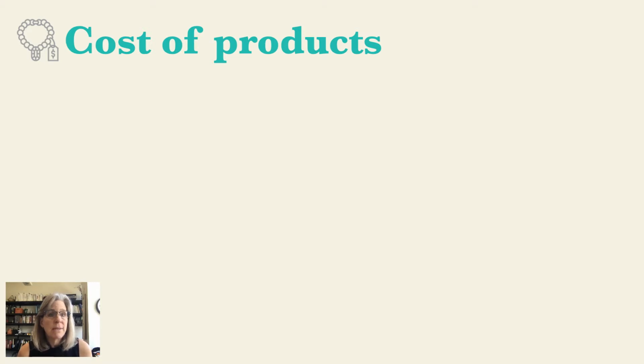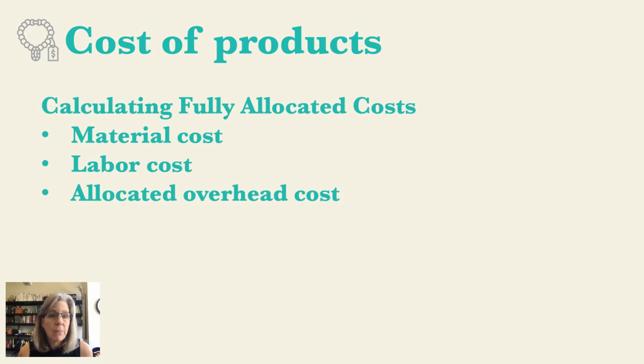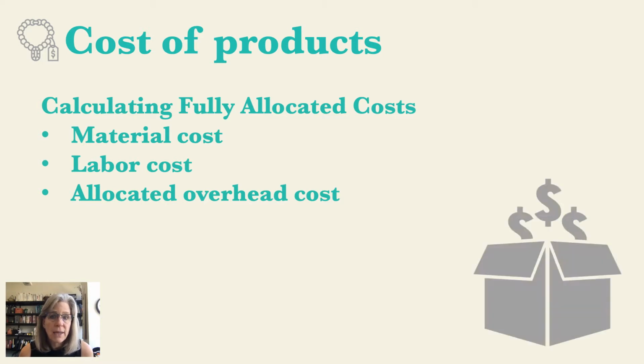The third analysis technique is cost of products. So when you start making something, manufacturing it or buying it, you'll want to understand the fully allocated cost of that product. When we talk about fully allocated costs, what we're talking about is the cost of the raw materials, the cost of the labor to make the thing, and then the cost of the overhead in order to support the making of the products. And so there are methods associated with calculating each of these in order to get fully allocated costs.